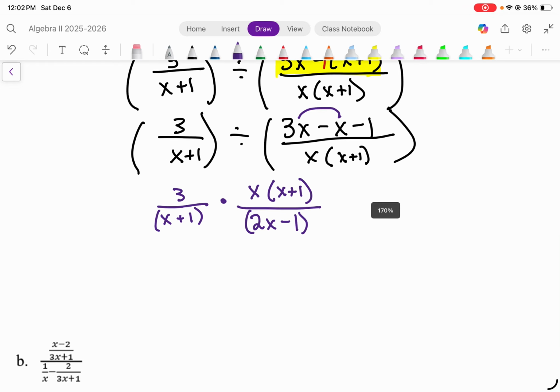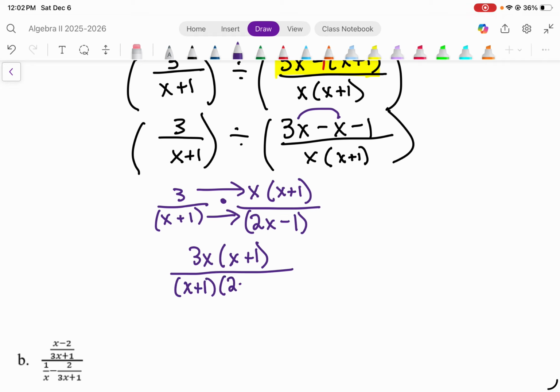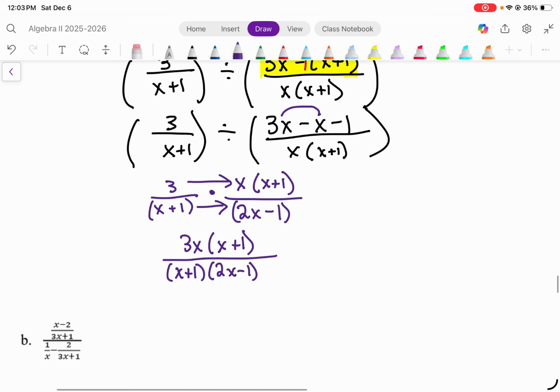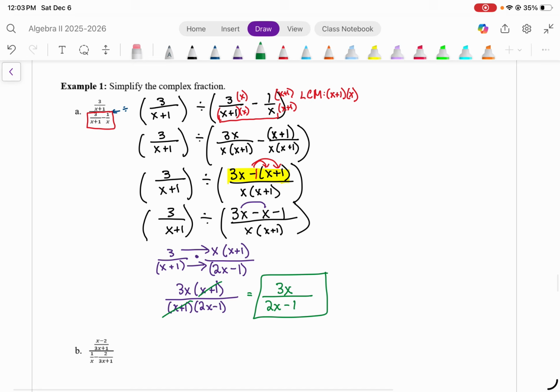Now that I have multiplication occurring, I'm going to multiply just going straight across. So I would have 3x times x plus 1 all over x plus 1 times 2x minus 1. Now I'm going to simplify. So I have a common factor of x plus 1, but nothing else is the same. That means my final answer is 3x over the 2x minus 1. So these questions are taking everything from 7.3 and combining it. It's the addition, the subtraction, and then the multiplying and dividing as well for our rational expressions.